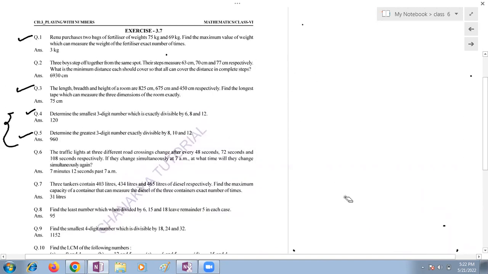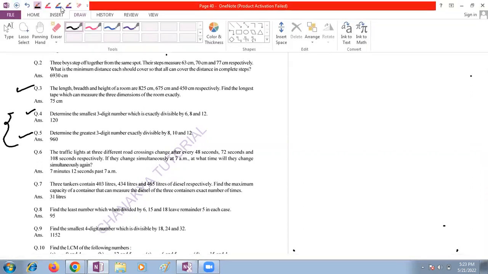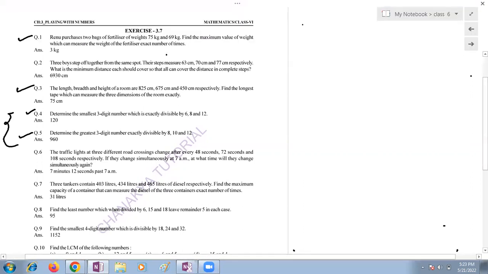Now go with question number 2. Tanvi, can you read question 2? Rishita, please read question 2. Okay, ma'am. Three boys step off together from the same spot. Their steps measure 63 centimeters, 70 centimeters, and 77 centimeters respectively. What is the minimum distance each should cover so that all can cover the distance in complete steps?